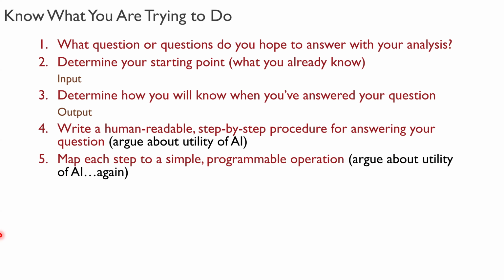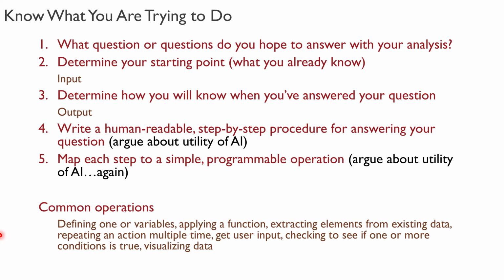Once you have that and your steps are really, really clear, you can argue again about AI. So now, if your steps are clear, you're going to be much more likely to get usable code if you ask ChatGPT or whatever you like to generate that code. But I think doing 4 first is really critical here. So this is, I won't read through these, you'll have the slides later, but these are common individual operations that you might include in this fifth step here.